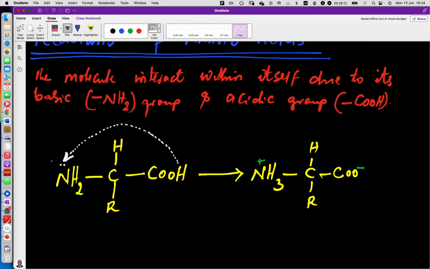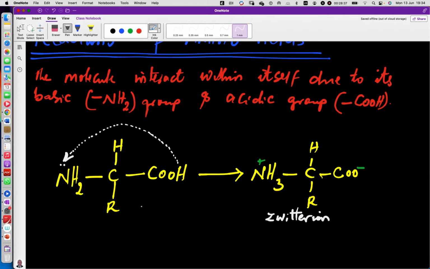Here in this molecule we call it a zwitter ion. This is a zwitter ion. So this is what is happening. Let me just tell you what is happening here.